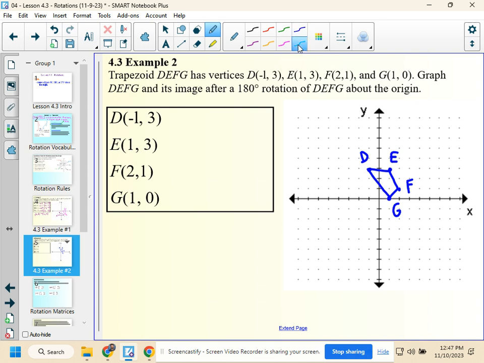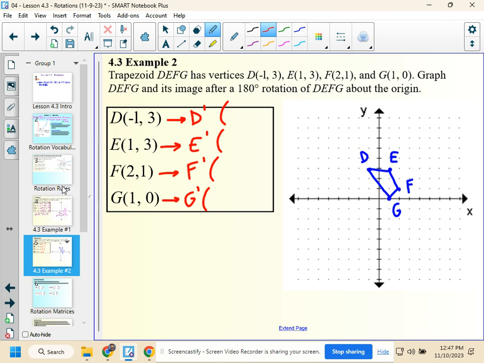Let's get our, what would look good with this blue here? Let's go blue and red. I'm going to get all set up. D prime, E prime, F prime, and then G prime. I'll get all my parentheses rolling here. I just need a different rule, right?